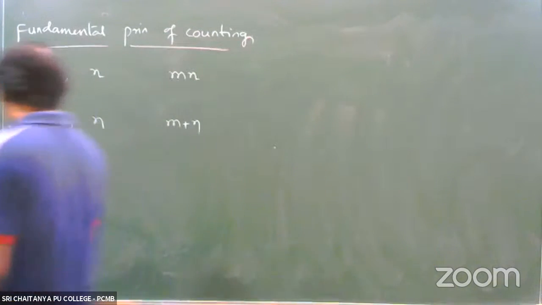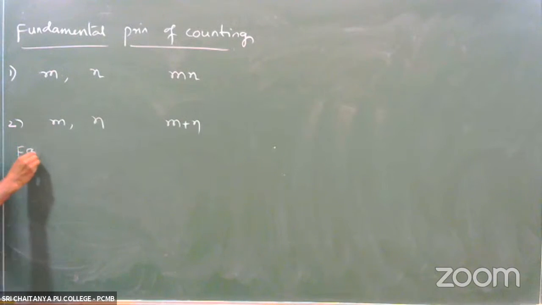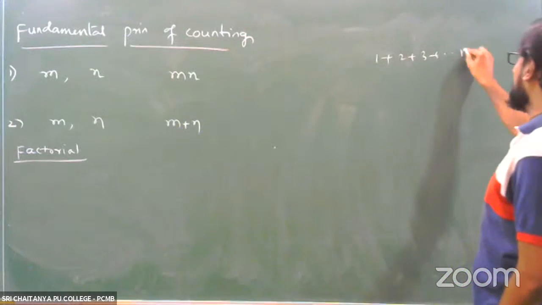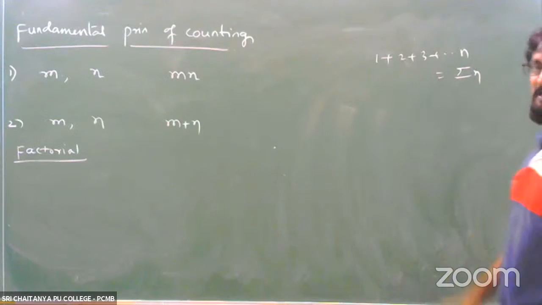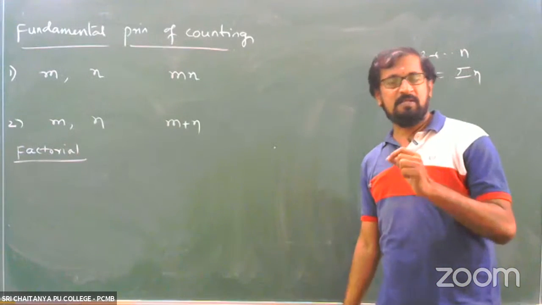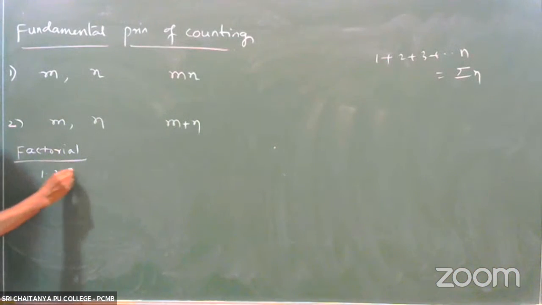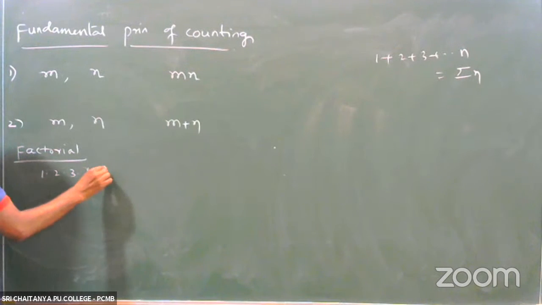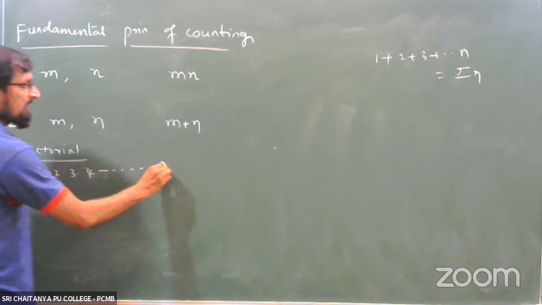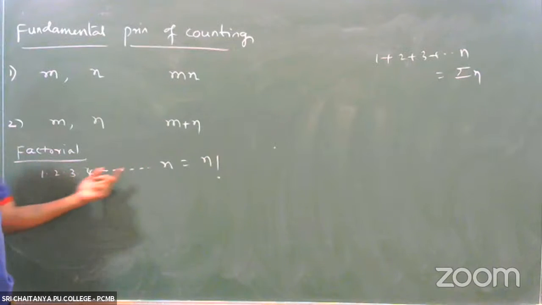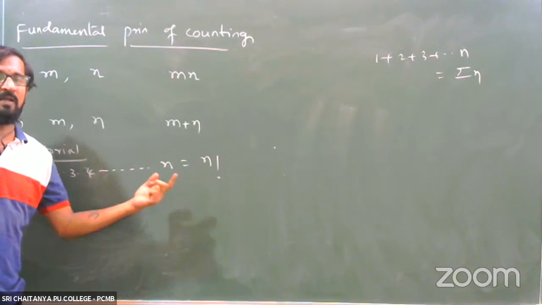Right? Next one, factorial notation. As you know very well, 1 plus 2 plus 3 plus and so on plus n is equal to sigma n, where sigma represents summation. Similarly, 1 into 2 into 3 into 4 and so on up to n is equal to n factorial. The product of first n natural numbers gives you the value of n factorial.